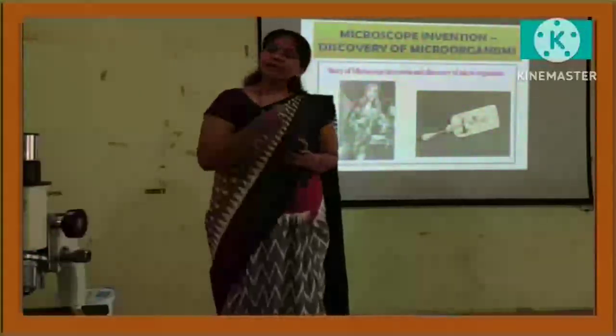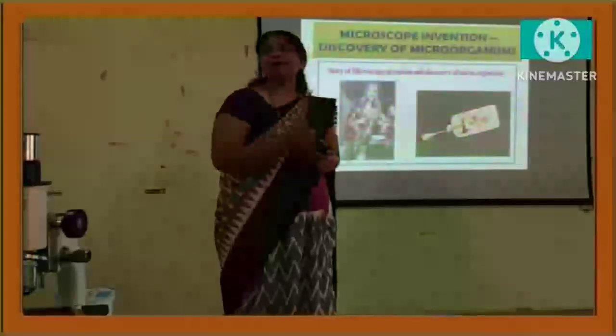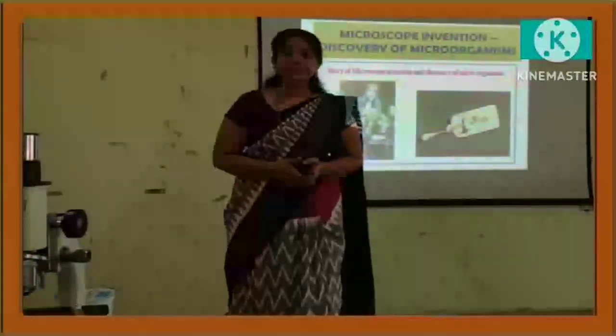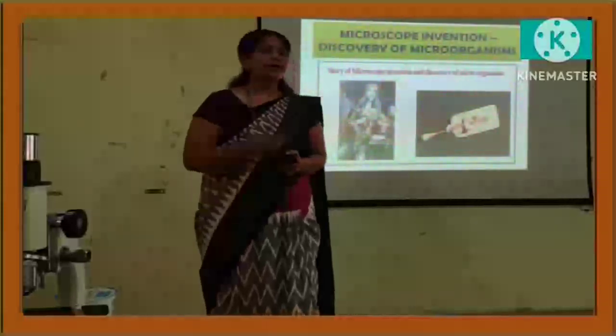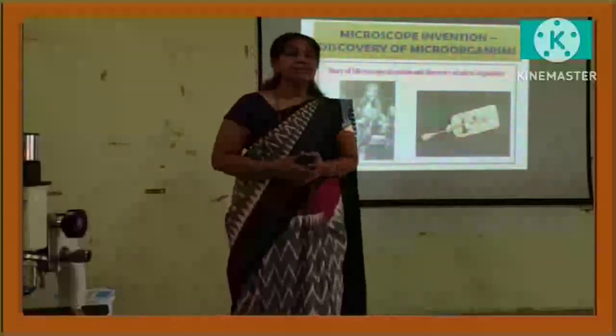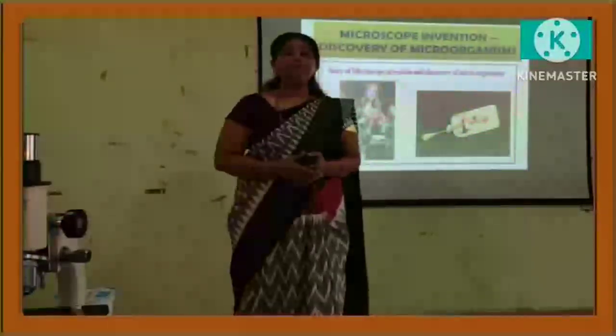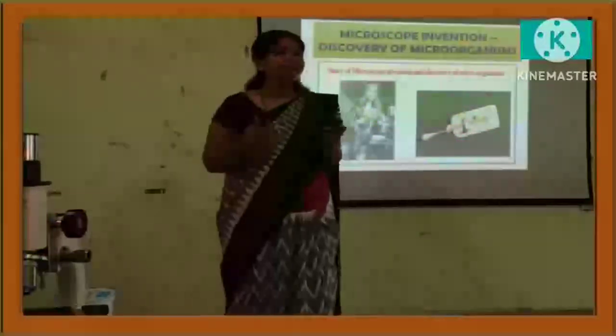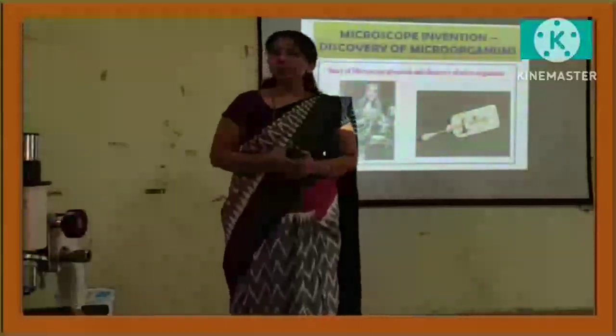Not only these animalcules, but he also observed many different moving small living organisms whose names were given later. And what are these small moving living organisms called? These are called microorganisms. Microorganisms are tiny microscopic organisms which can be seen only with the help of a microscope. Microorganisms are present everywhere. Microorganisms are omnipresent.